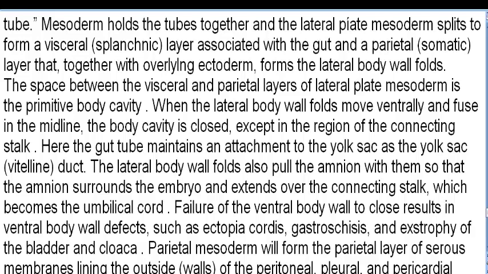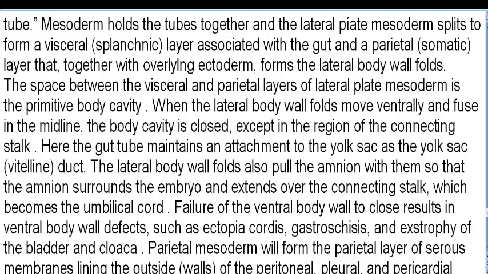When the lateral body wall folds move ventrally and fuse in the midline, the body cavity is closed, except in the region of the connecting stalk. Here the gut tube maintains an attachment to the yolk sac as the yolk sac, vitelline, duct. The lateral body wall folds also pull the amnion with them so that the amnion surrounds the embryo and extends over the connecting stalk, which becomes the umbilical cord. Failure of the ventral body wall to close results in ventral body wall defects, such as ectopia cordis, gastroschisis, and exstrophy of the bladder and cloaca.